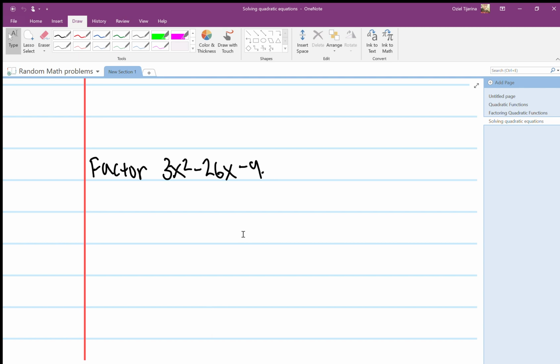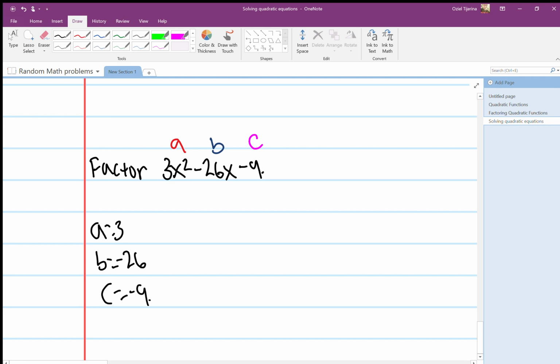So what you're gonna do, like I said, is label your A, B, and C. So this is A, this is B, and then we can put this one as C. Okay. This one, so A equals 3, B equals negative 26, and C equals negative 9. Okay.